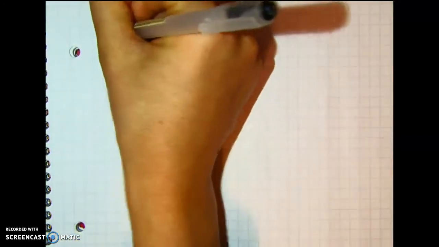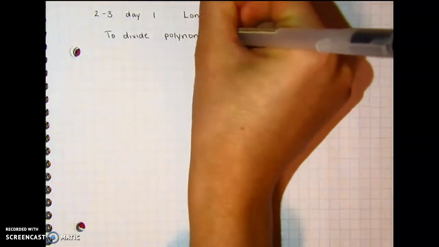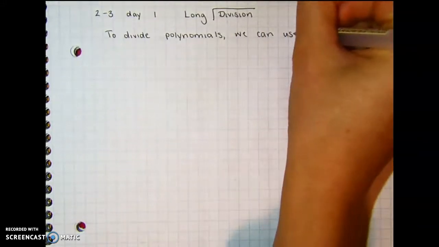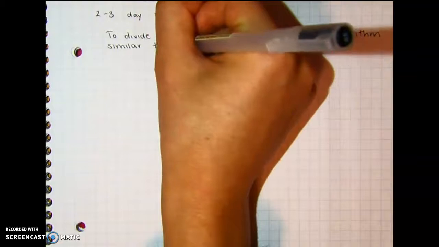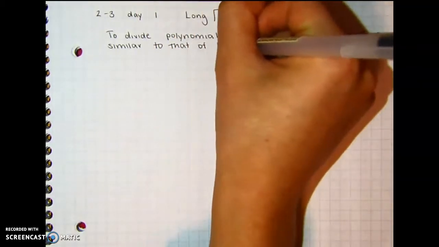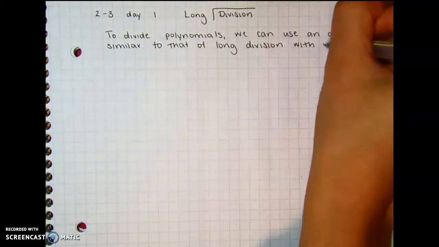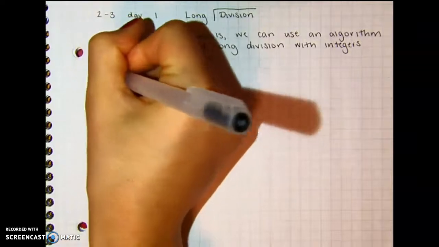So to divide polynomials, we can use an algorithm similar to that of long division with integers. So long division with integers is what you learned way back in elementary school. You learned about like remainders and stuff like that. So let's just go by example since you've done this before.